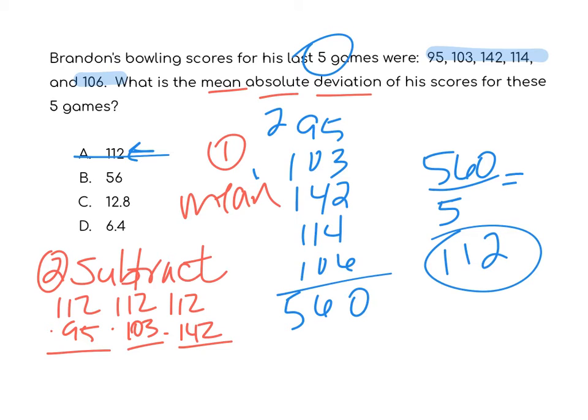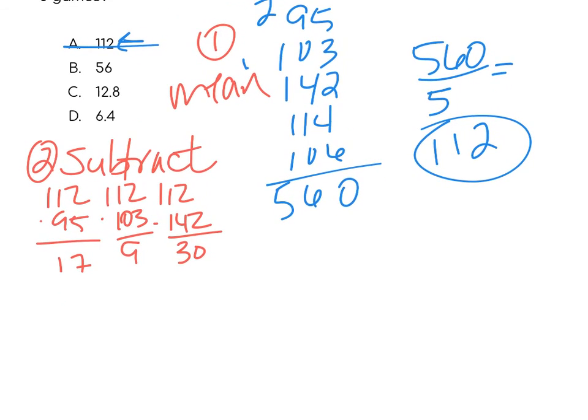Okay? All right, so let me grab my calculator here and clear it. All right, so 112 minus 95 is 17. And 112 minus 103 is 9. And 142 minus 112 is 30. Okay, let me move this up a little bit. 114 and 106. So 114 minus 112 is 2. And 112 minus 106 is 6.